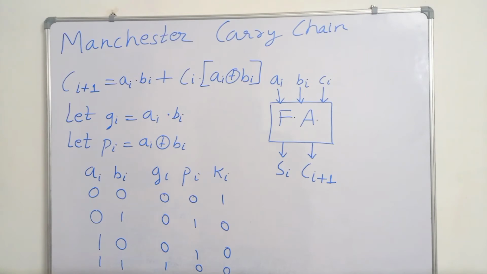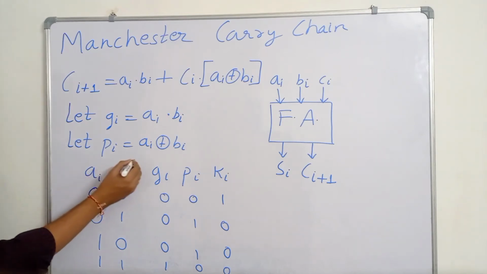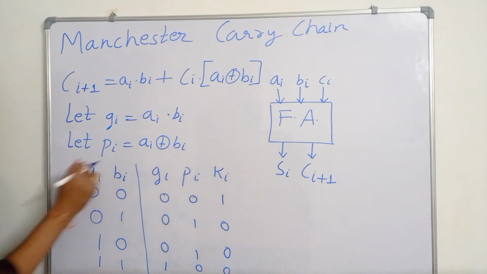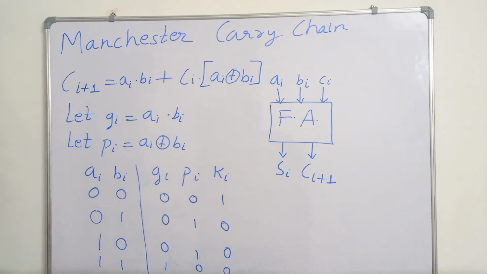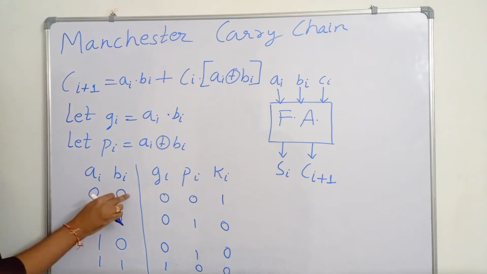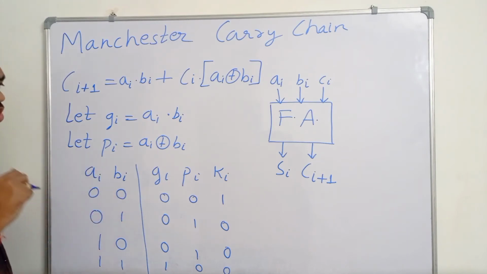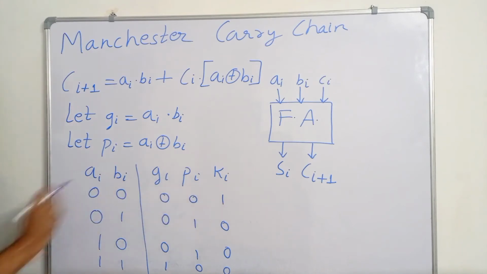So this is called the carry kill bit, because when Ai and Bi both are 0, there is no chance that there will be a carry out bit. So it is also called the carry kill condition. So here Ki is equal to 1.